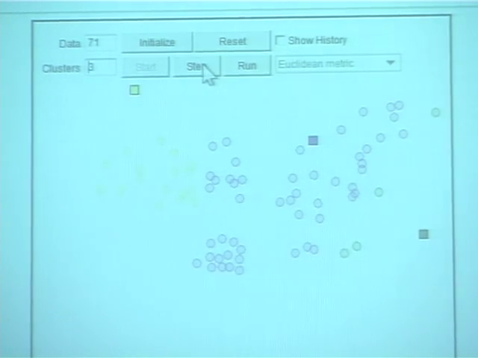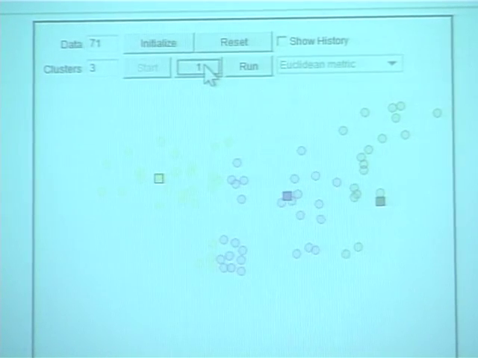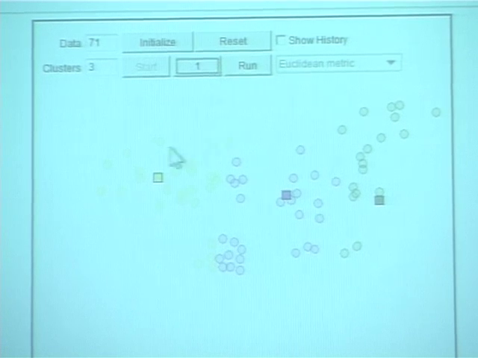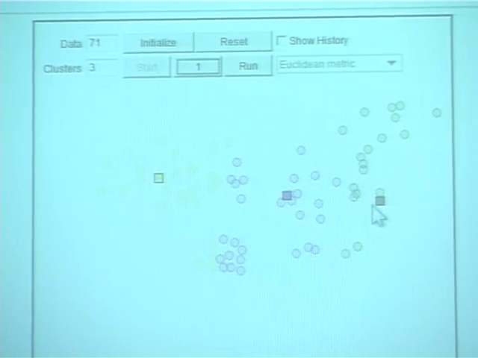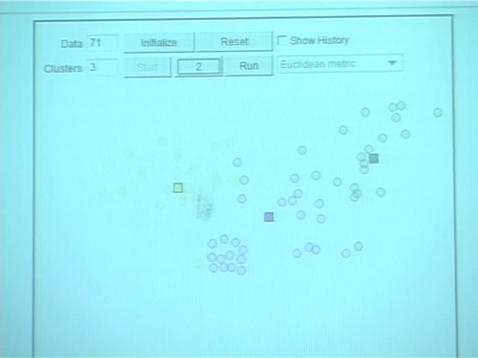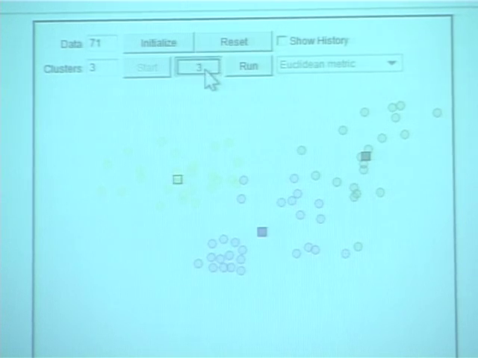So we can go step by step. At the end of the first step, the cluster centers are found based on this. In the second step, membership changes. This green group actually grew. The yellow group also grew, but we still couldn't find this small group yet. Second iteration, I think it converged, yeah.